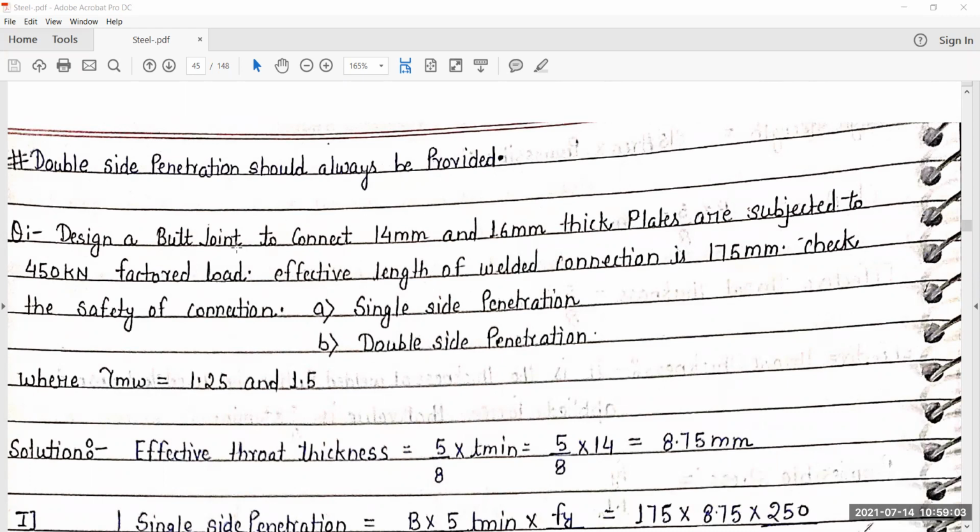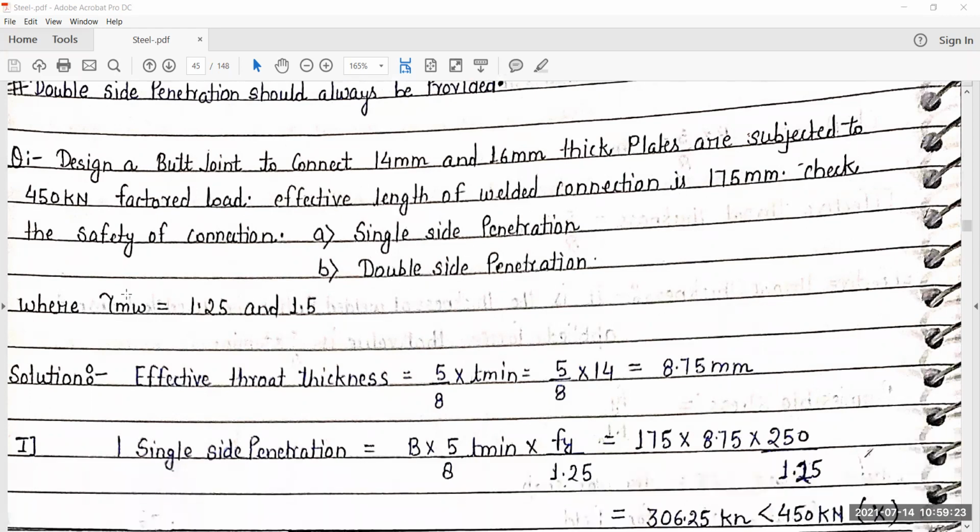Okay. Then design a butt weld connection of 14 and 16 plates, selected for both. The effective length of weld connection is 135 mm. Okay. Check whether the connection is safe with single side penetration or double side penetration. Okay, so we are examining 1.25 and 1.5. We check the value for single side and double side penetration.